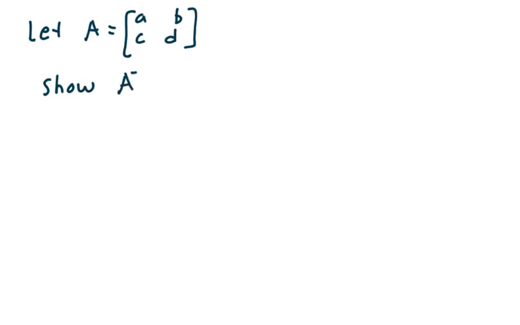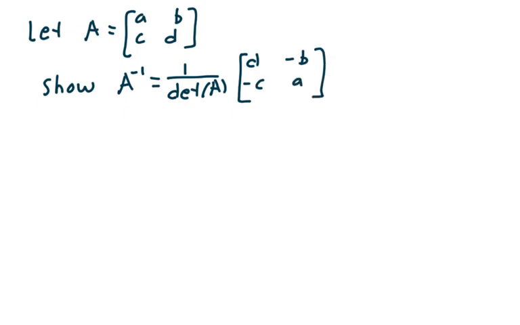Now, this is the idea of how it works. I'm going to let A equal the matrix A, B, C, D. And remember, I want to show that A inverse equals 1 over the determinant of A times D, negative B, negative C, A.